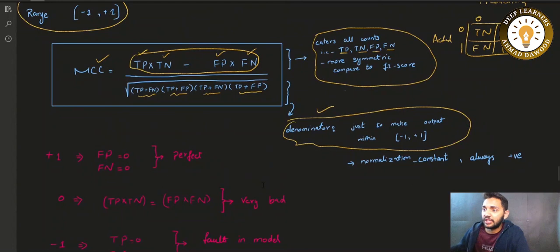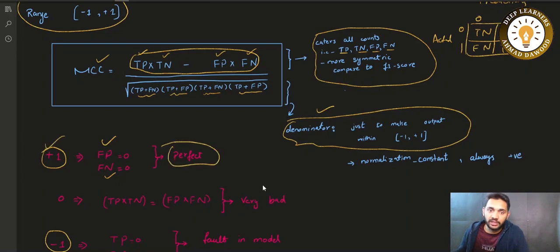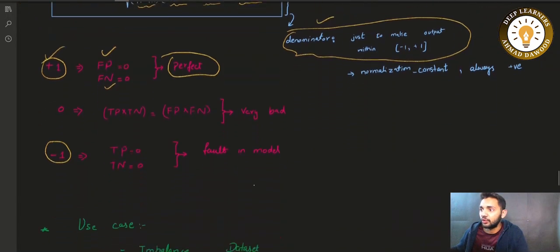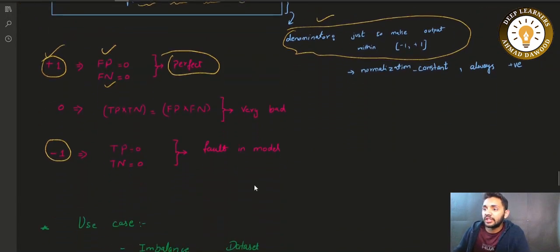Before that, it has three key values, with range between +1 to -1. When your model is perfect, or the relation between your actual and predictions is very good, meaning your false positives are 0 and false negatives are also 0, so you have no error, in that case you will get +1, and you can say your model is perfect. Or you can say you have an ideal model. On the other hand, when you have MCC 0, it is actually a very bad model you have.